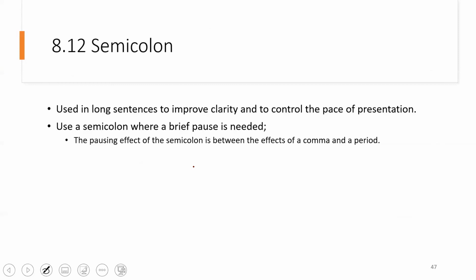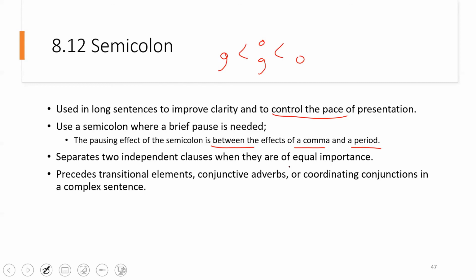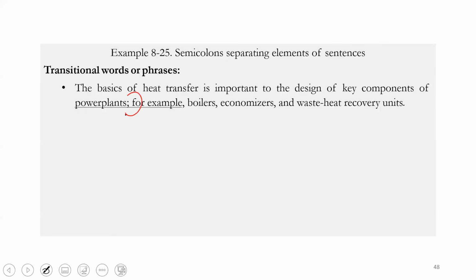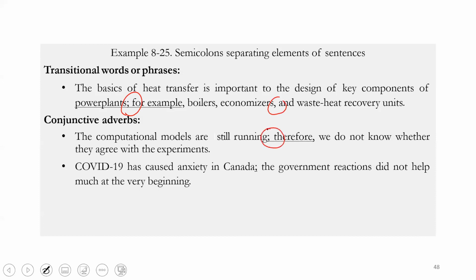Semicolon is used to improve clarity and control the pace. Again, it is to control the pace. The pause is between the effects of a comma and a period. So semicolon means a longer pause. You separate two independent clauses, but keep in mind they are of equal importance. Okay, when you have a semicolon. For example, then you use a semicolon for a brief pause before you start listing the elements. Conjunctive adverb, for example, therefore, use a lowercase after the semicolon.